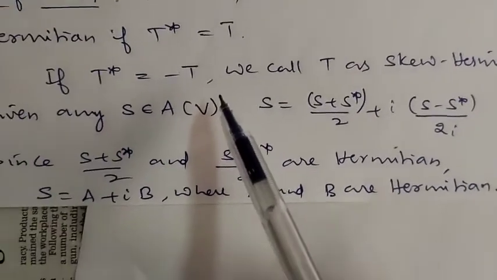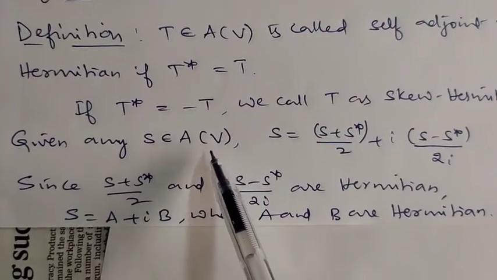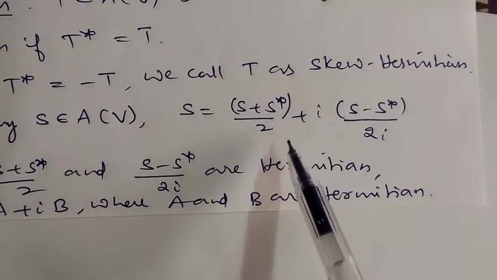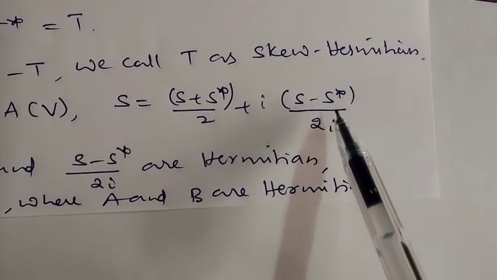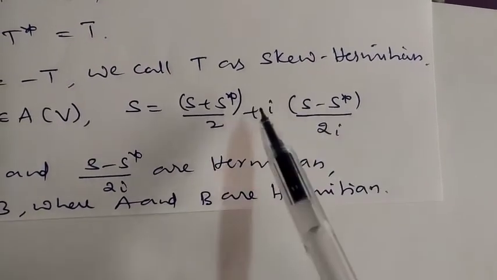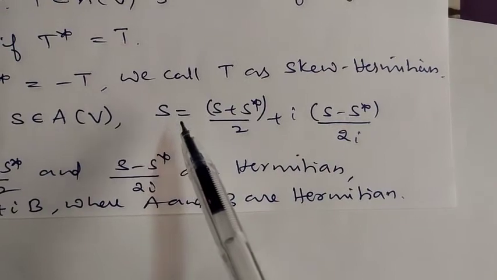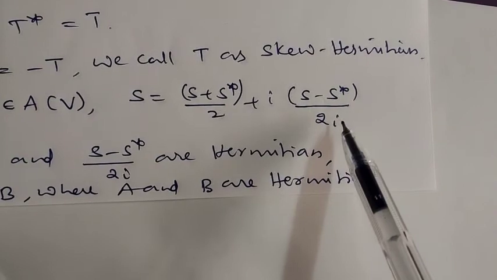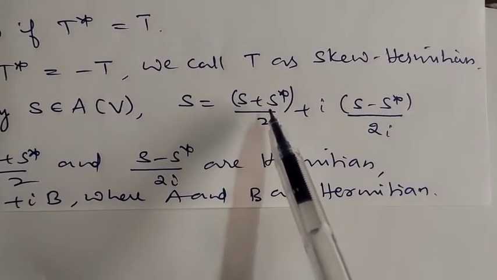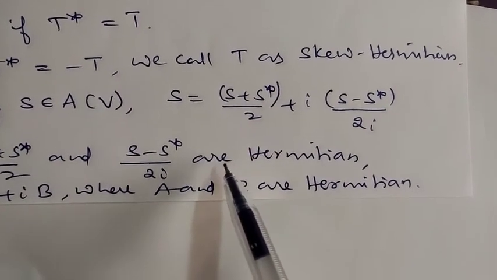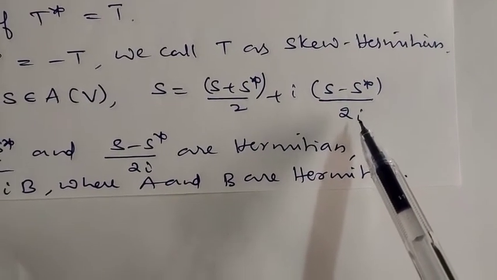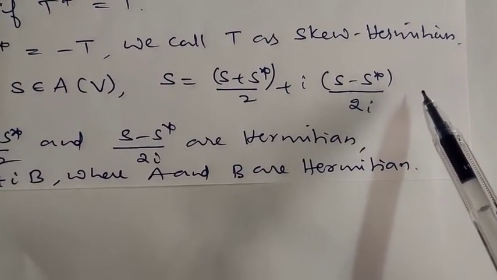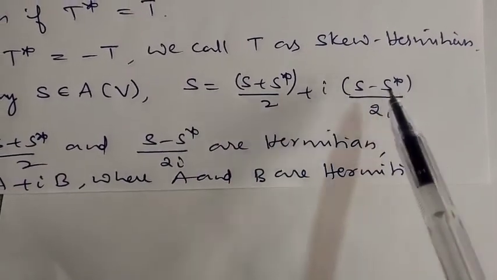Hermitian and skew Hermitian. Now given any transformation S belonging to E of V, S can always be written as S plus S star by 2 plus I times S minus S star by 2I. If you simplify, you get S itself. And you can see that S plus S star by 2 and S minus S star by 2I are Hermitian, meaning this whole star is equal to itself, and this whole star is equal to itself. So you can see that these two are Hermitian.